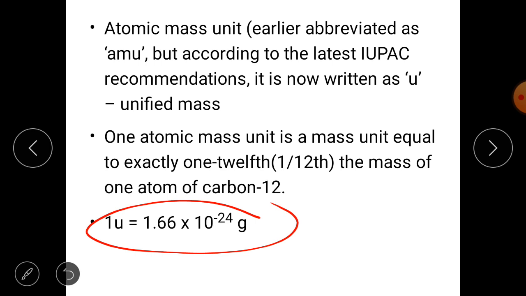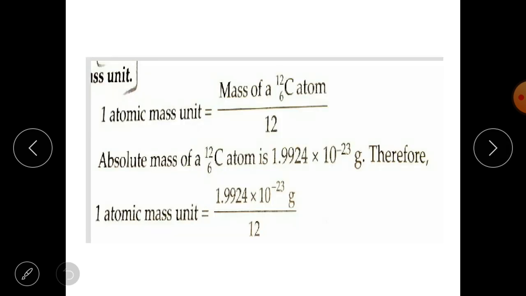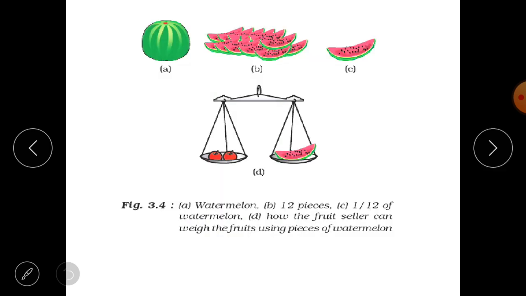Now students, we have understood this concept. I'm adding one more term, which is your relative atomic mass. But before that, let me explain one example which will help you to understand this concept. Now here you can see a picture of a watermelon. Then you can see 12 pieces of watermelon has been placed here, then a single piece, then you are seeing a balance. So what's the story?